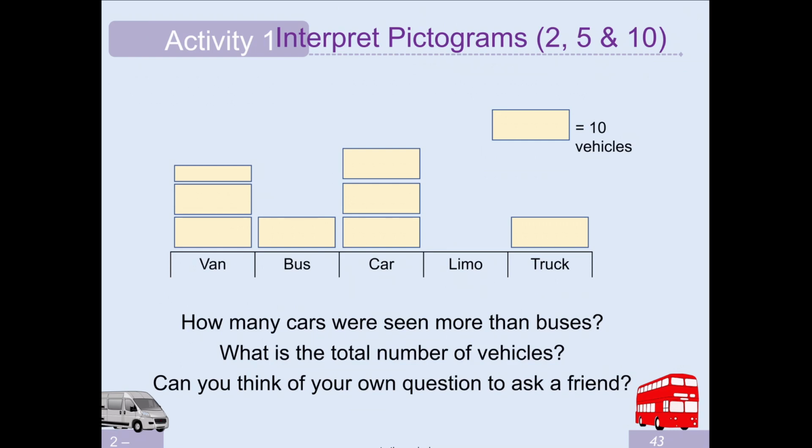Let's see if you can answer the questions. How many cars were seen more than buses? Let's have a look at the pictogram. We know there are 10 buses and 30 cars. How many more extra cars are there than buses?